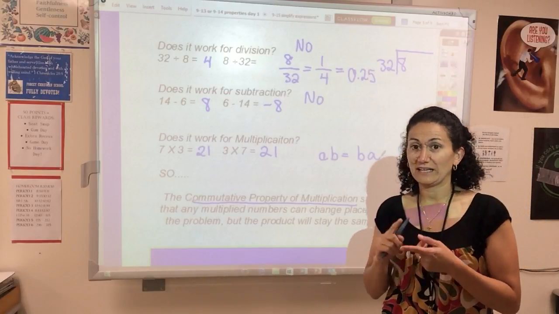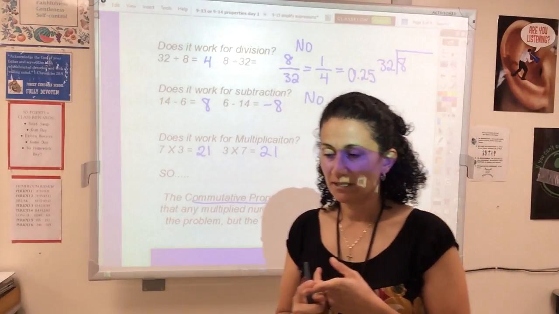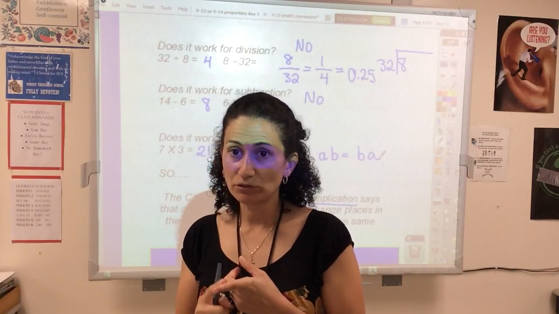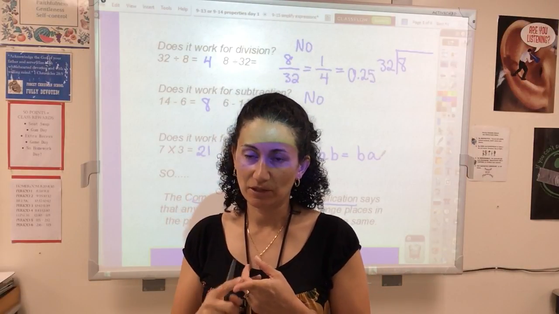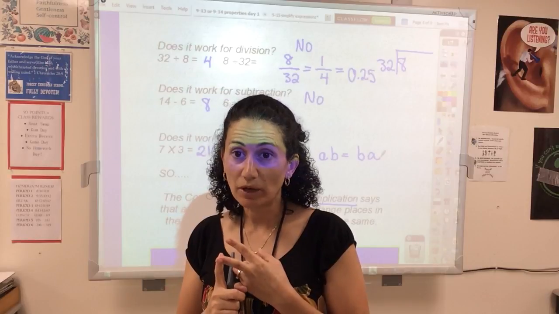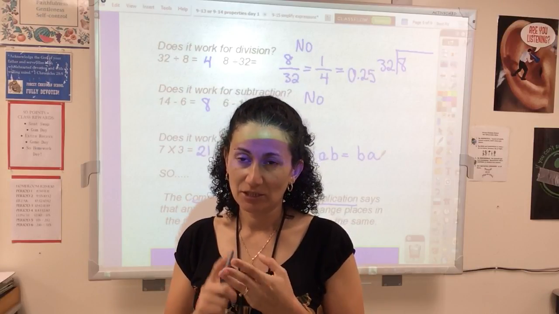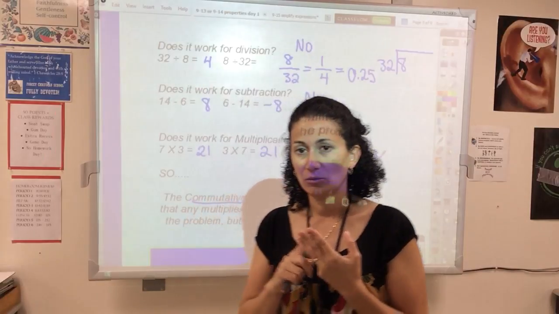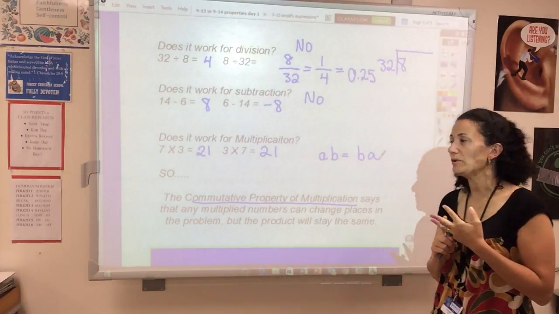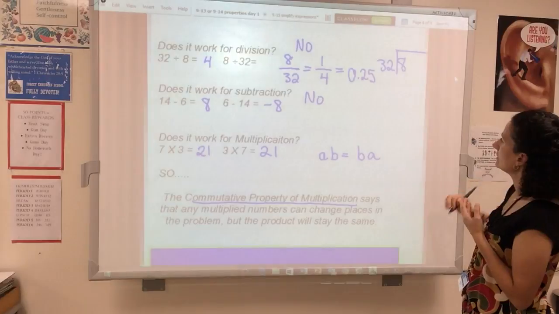So far we've got the identity property of addition. Adding 0 to a number, the number stays the same. You've got the commutative property of addition and the commutative property of multiplication. Do you have those three so far? The definition and an example? If so, keep going.